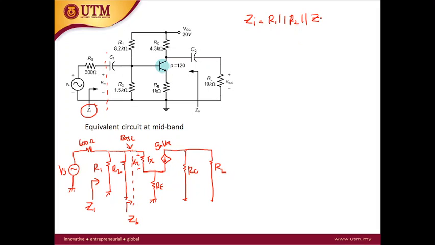So we know that R1 is 8.2K and R2 is 1.5K. For this value 8.2K and 1.5K, the parallel value is equal to 1.27 kilo ohm. So how can we calculate the ZB? ZB is VB over IB. So ZB is VB over IB, and then the base current here.